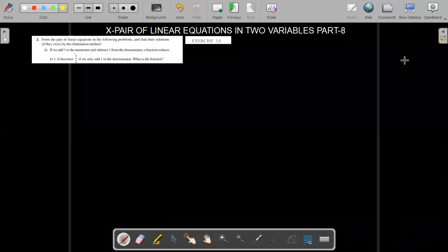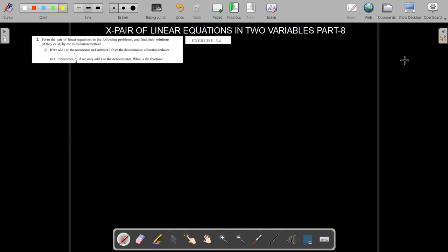Part 8, linear pair of equations in two variables. Form the pair of linear equations in the following problem and find their solutions if they exist. We have to check that it is a unique solution, then only we can solve. If we add 1 to the numerator and subtract 1 from the denominator, a fraction reduces to 1. So they are talking about a fraction, correct? So this is a fraction.